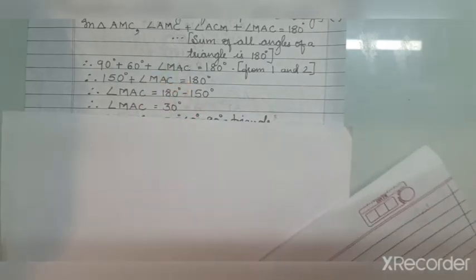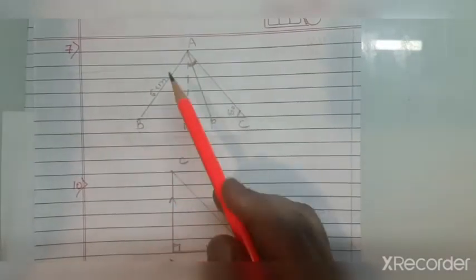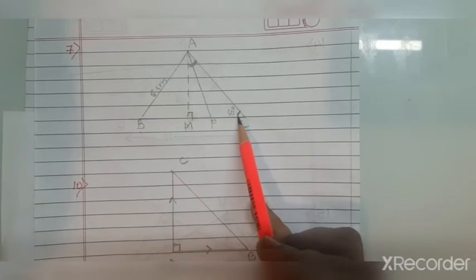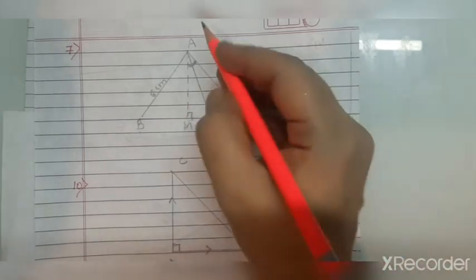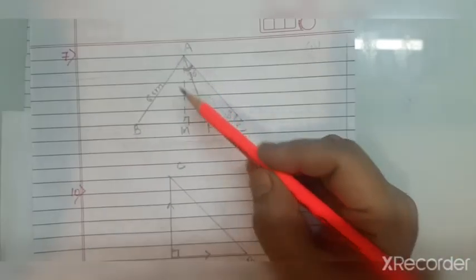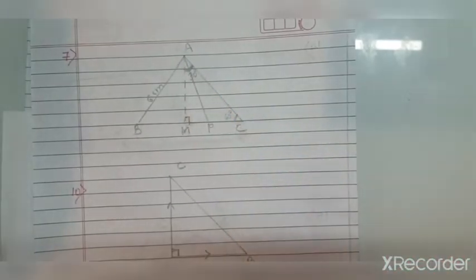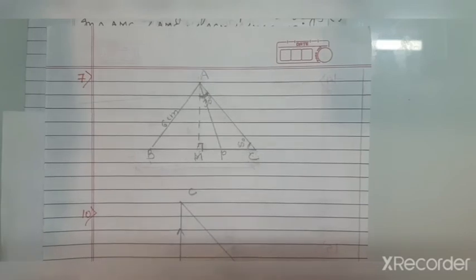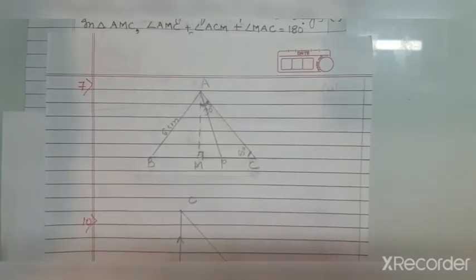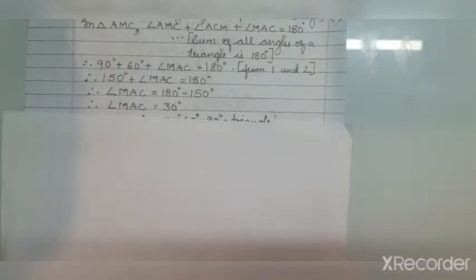Now if you observe this triangle AMC, one angle is 60 degrees, another angle is 90 degrees, and just now we proved that the third angle is 30 degrees. So triangle AMC becomes a 30-60-90 degree triangle, and therefore we can use the property of the 30-60-90 degree triangle theorem.